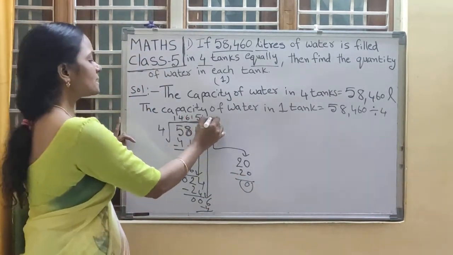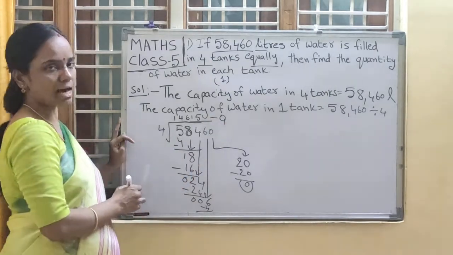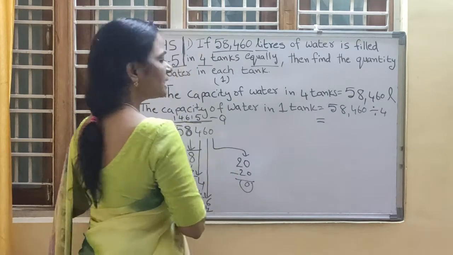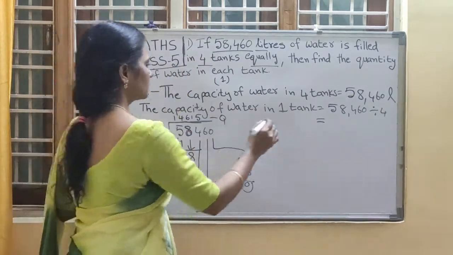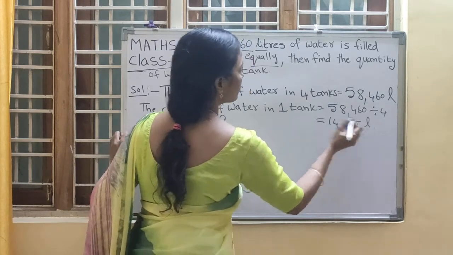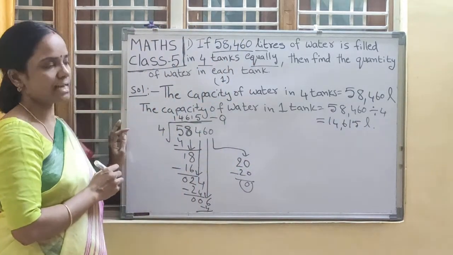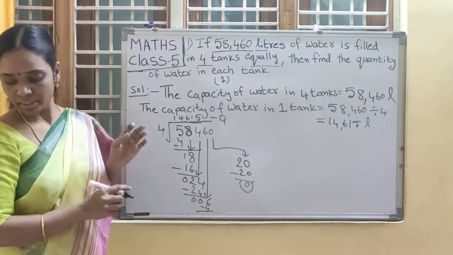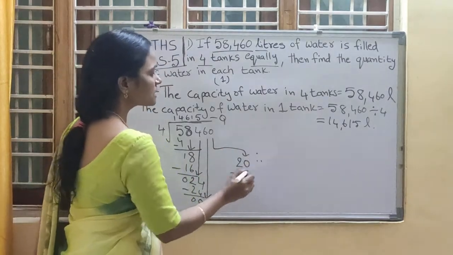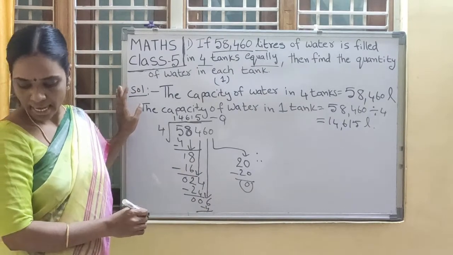So how many liters? This is the quotient, the answer. What is the answer? How many liters can we fill in one tank? That is 14,615 liters of water is there in each tank. Have you understood, children? 14,615 liters. So therefore, write down the last statement. What is the last statement?